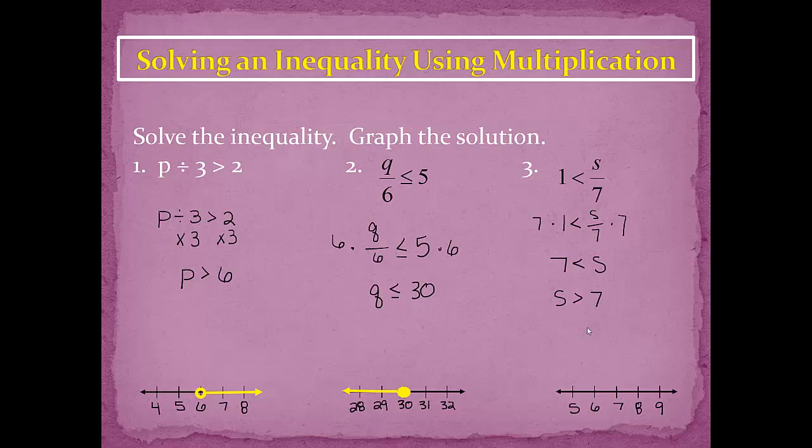Now at 7, I will have an open circle because my symbol is greater than, and the numbers greater than 7 will be the numbers to the right. So I will shade to the right.